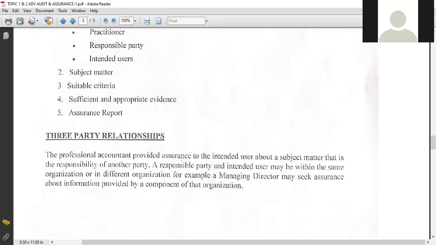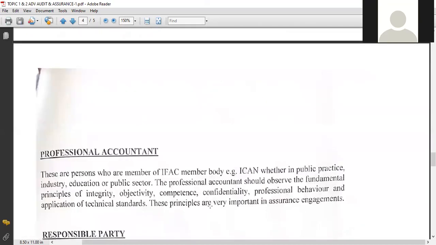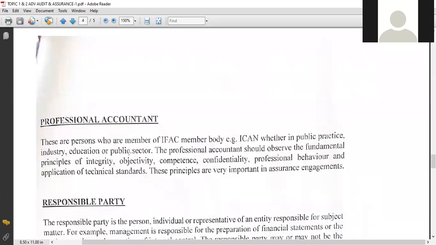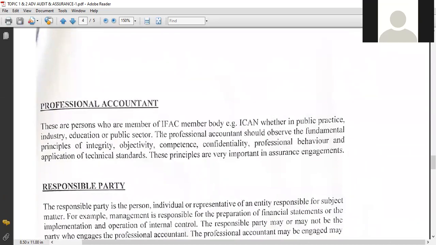The professional accountant provides assurance to the intended users about the subject matter that is the responsibility of another party. A responsible party and intended user may be within the same organization or in different organizations. For example, the managing director may seek assurance about information provided by a component of that organization. Okay, so we know the professional accountant already.